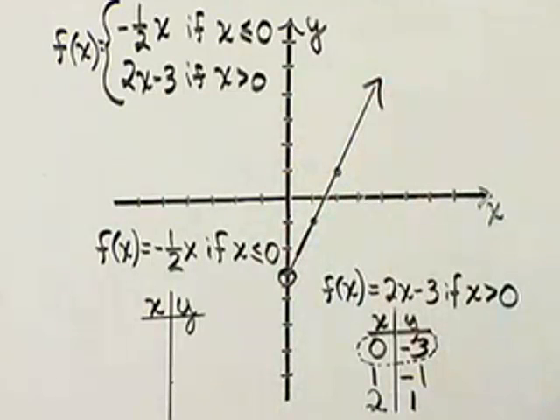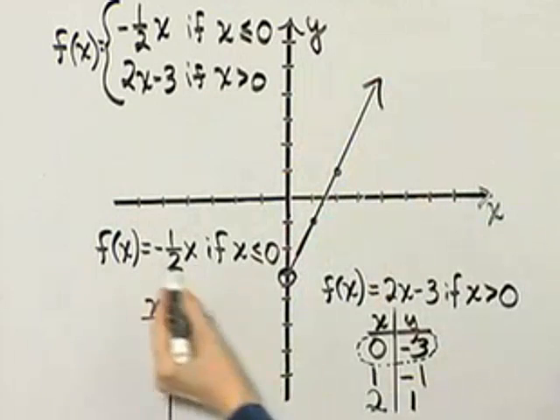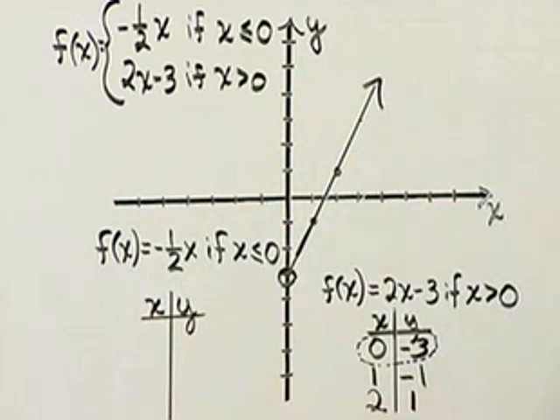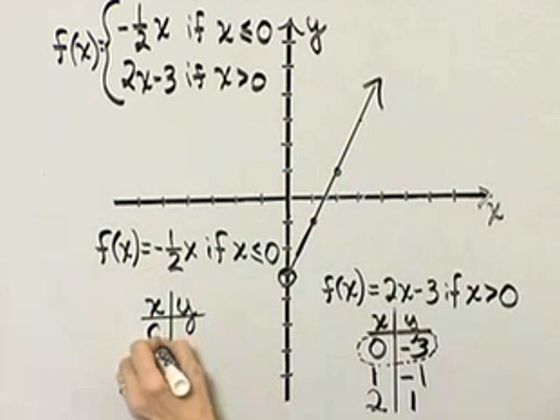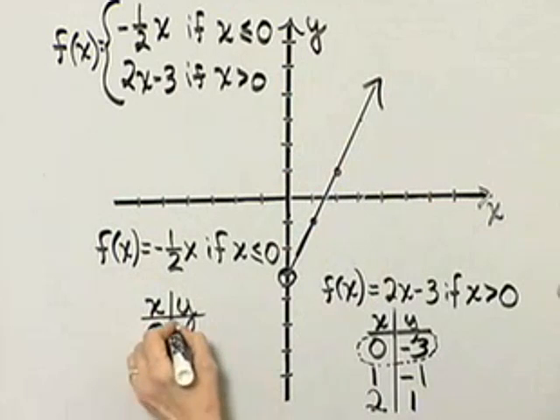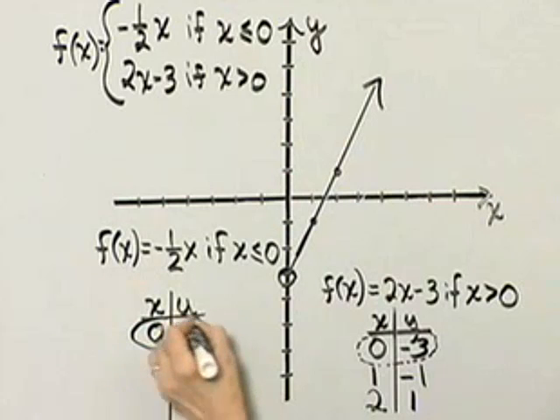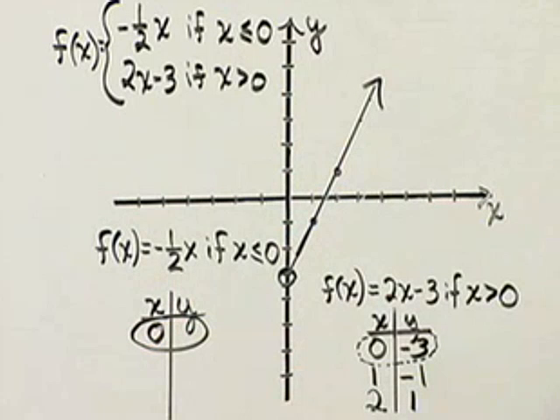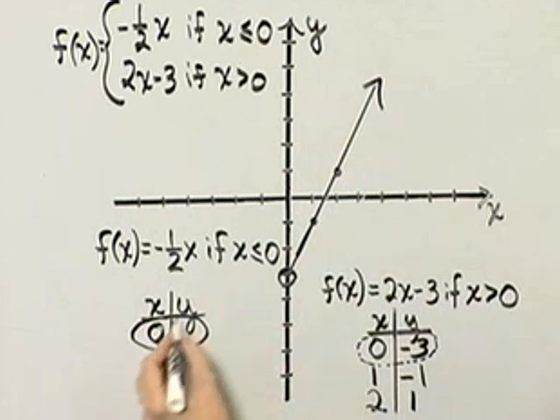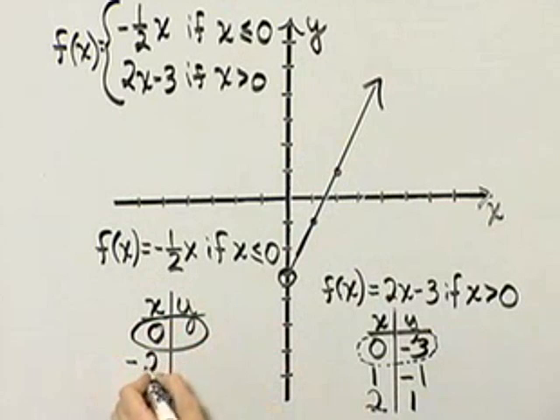Now let's work on the other piece. I use this piece if x is less than or equal to 0. Here I'm allowed to use 0, so I'm going to place a solid circle around that, reminding me that the point gets a solid point. What are numbers less than or equal to 0? I'm going to use -2 and -4 just to stay away from fractions, but you can certainly use -1, -3 if you want.